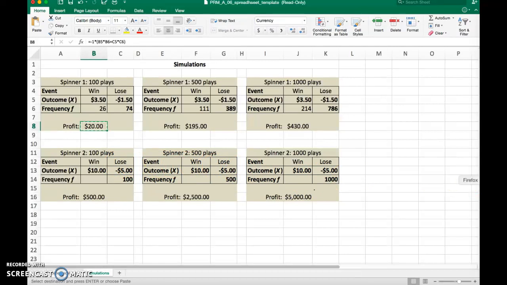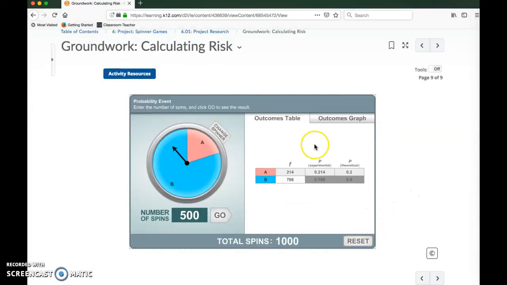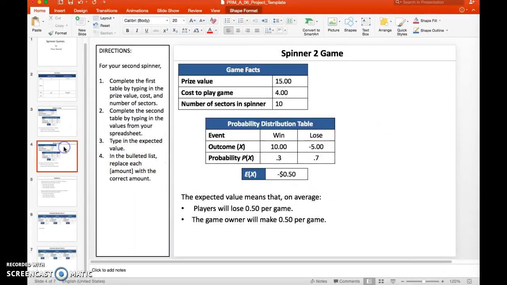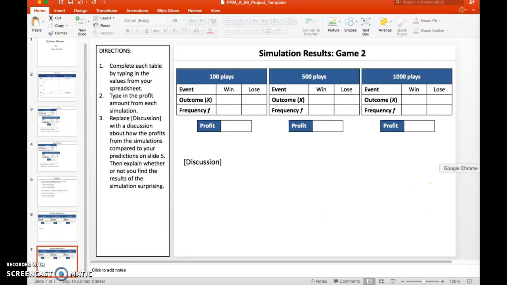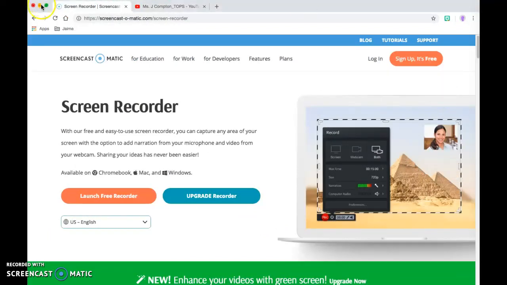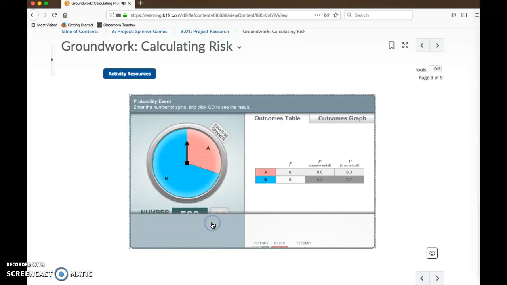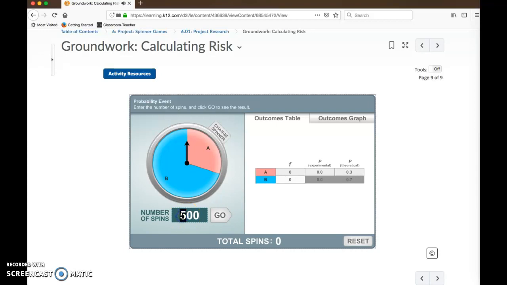Again, go back to your spinner. You're going to have to change it, assuming you changed your probability, and I did for this one. It was 10, and 3, what was it, 3 and 7? I have to go back and look, just double check myself. Yeah, 3 and 7. 30 and 70. So my 3 pinks are my wins, my 7 blues are my lose. Apply. Let's start with 100 spins.